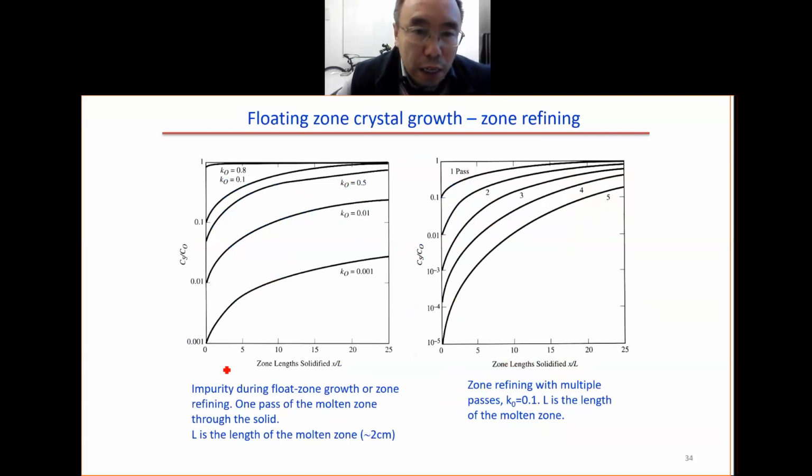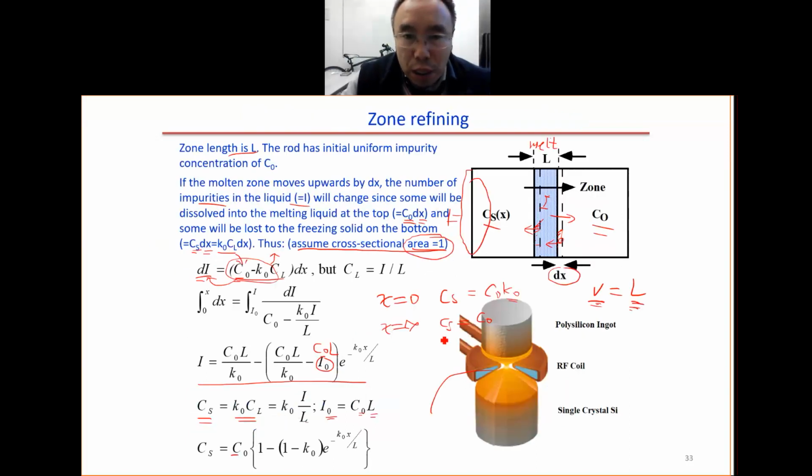So here x over L, x equal to 0, the ratio between the solid and the original doping is equal to K0. So this is 0.8, 0.1. This one should be 0.05, not 0.5, 0.01. Then we have this one, which is x equal to small. When x is a very, very big value, then it approaches 1. So the ratio, Cs, approaches C0 at large values, as you can see here.